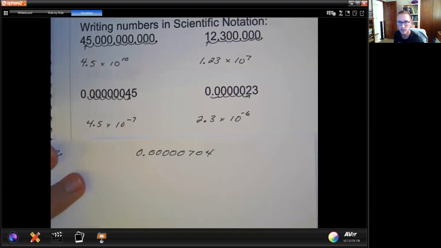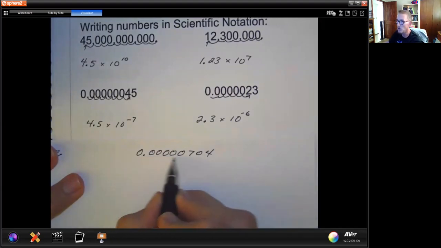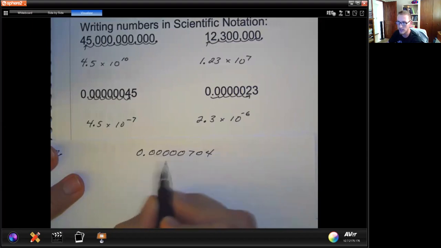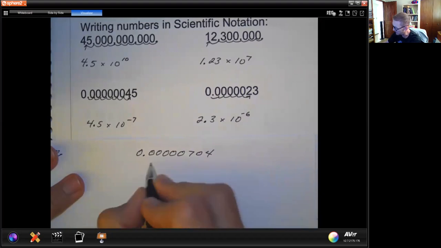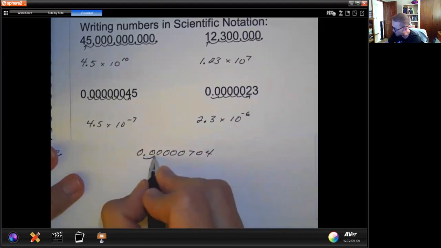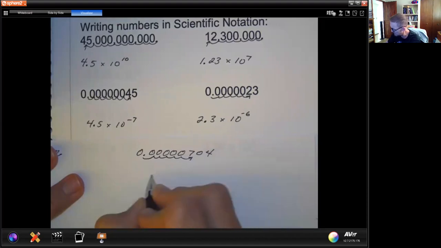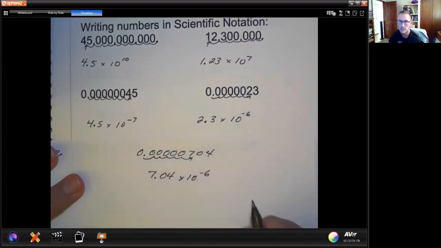Now that we're back, let's go ahead and take a look. This decimal is going to move all the way over here between the 7 and the 0. Now this 0 is not one of the ones at the beginning, and it's not at the end. It's stuck in the middle, so we're going to have to include it. So it's going to move backwards 1, 2, 3, 4, 5, 6 times. So this is 7.04 times 10 to the negative 6th power.